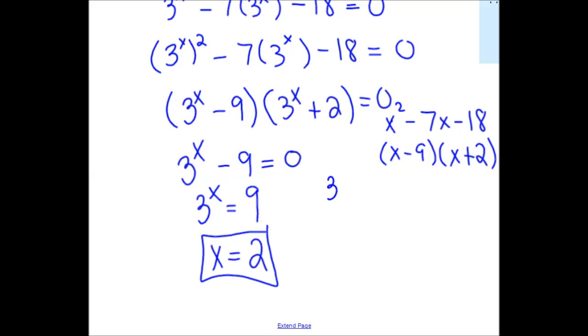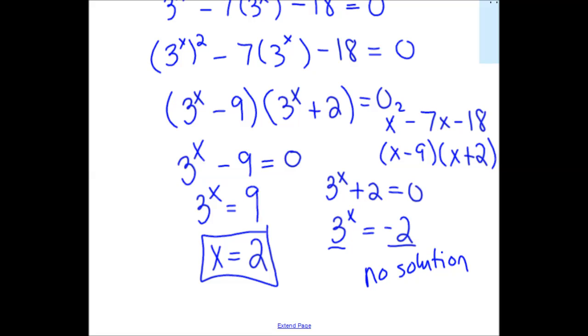And here we've got 3 to the x plus 2 equals 0. When we move the 2 to the other side, we get 3 to the x equals negative 2. And actually, there's no solution to this part. There's no way that we can take a positive 3 and end up with a negative number. Positive 3 to any power is not going to give you a negative number. So for this part of it, there's no solution. So our only solution is x equals 2.